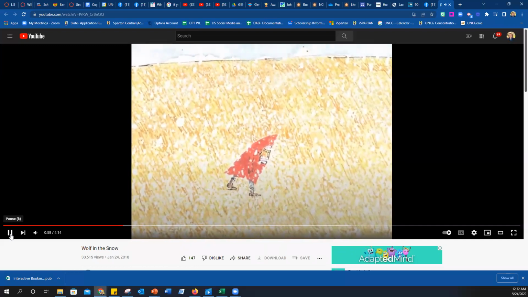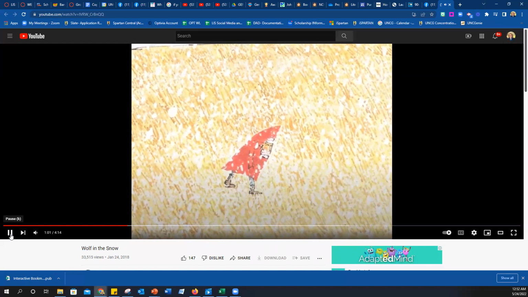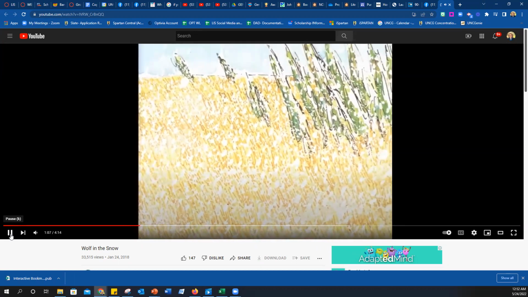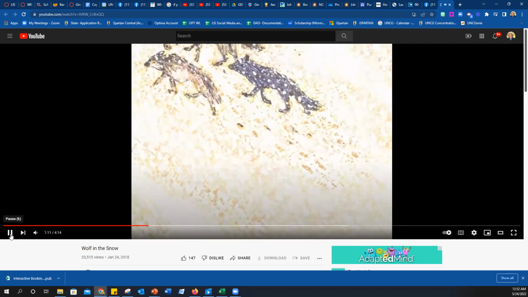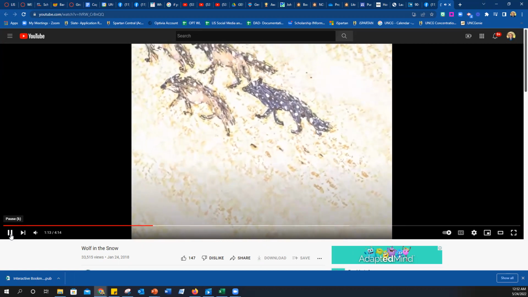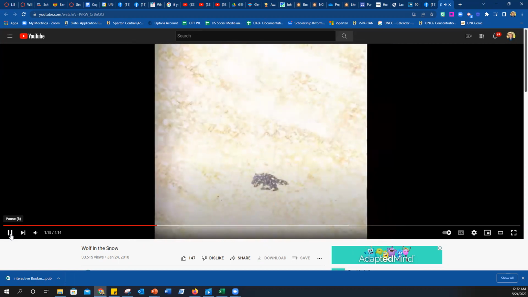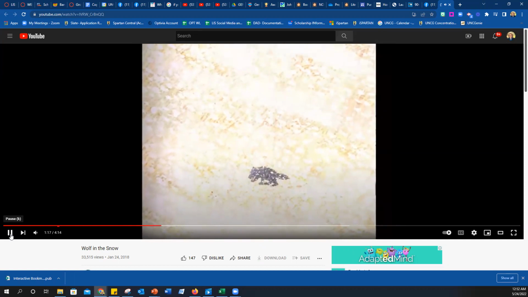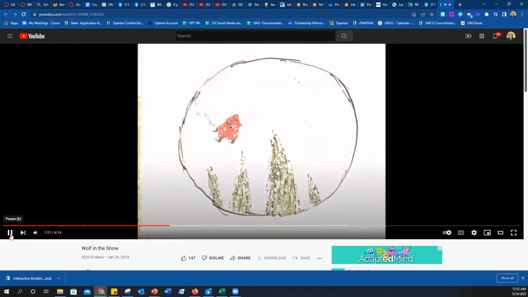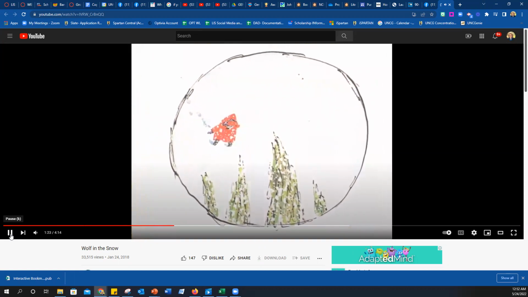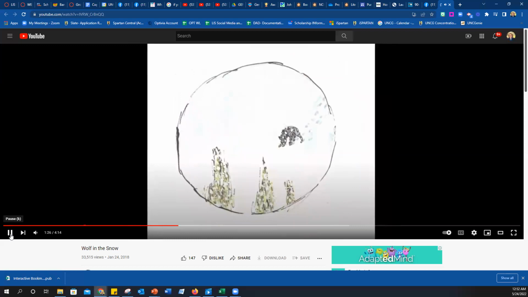The snow seems to be getting heavier. But she's still plowing along, trying to get home. The pack of wolves is also traveling the other direction, even though the snow is so heavy. And the pup kind of gets left behind. So now the little girl's by herself and the pup is by himself.